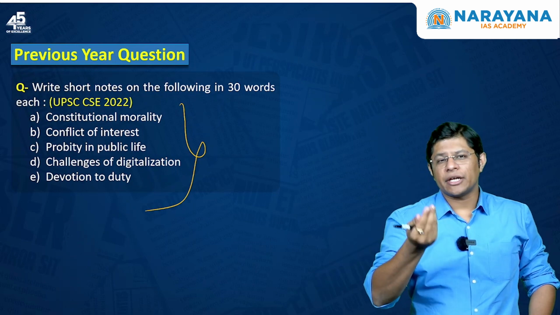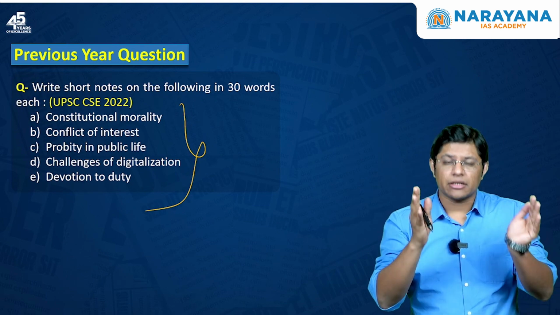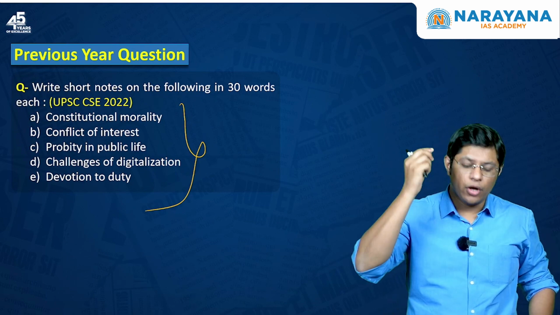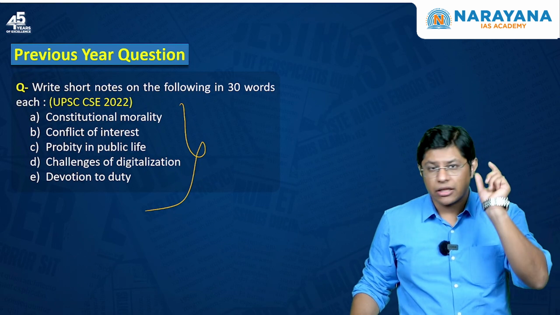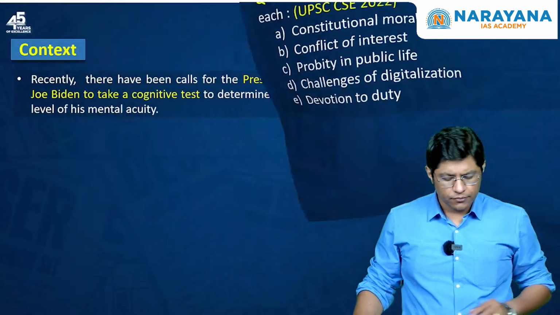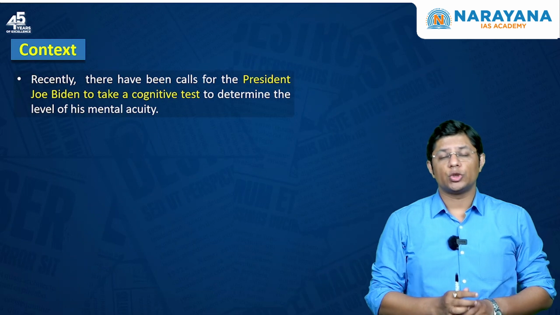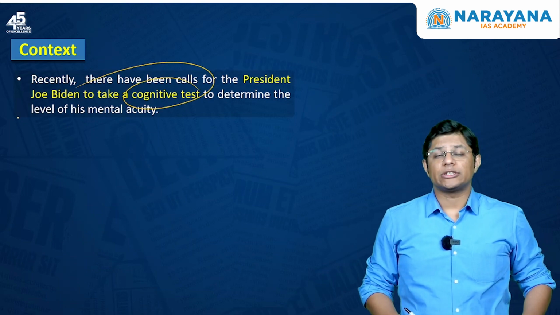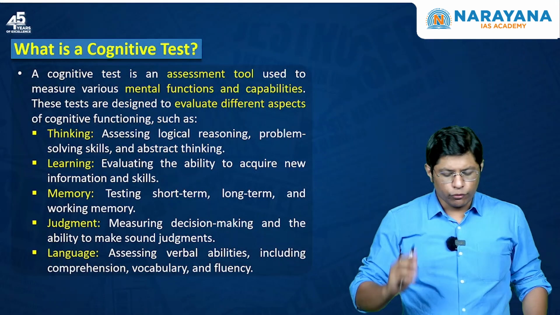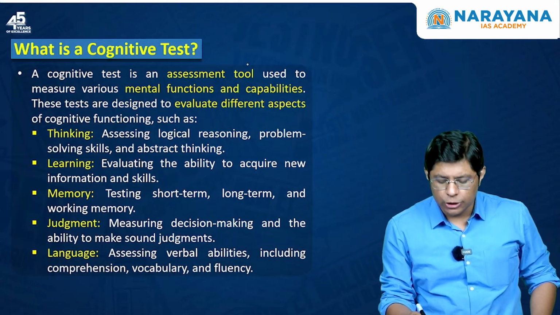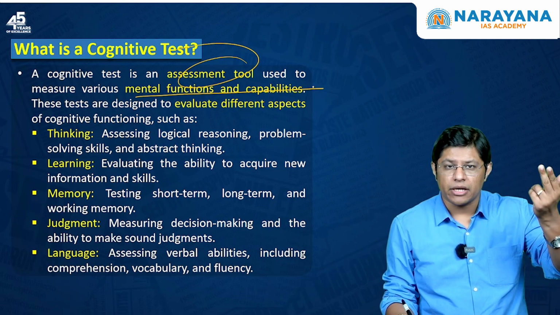Now, you might read this article and wonder if this can be important from the exam's perspective. But if you read the GS4 syllabus, there are a few concepts given in the ethics subject. That's the reason it is important to understand the keywords in the article. The context: what is the context? There have been calls that the President of the USA should take a cognitive test so as to understand his mental functioning. So what is a cognitive test? It is a tool to measure mental functions and capabilities, right?